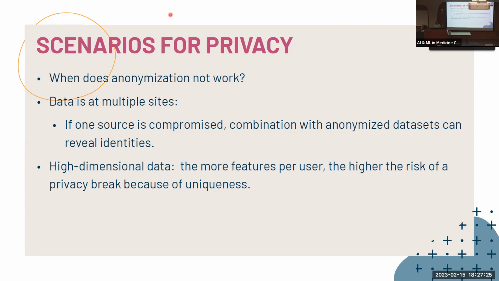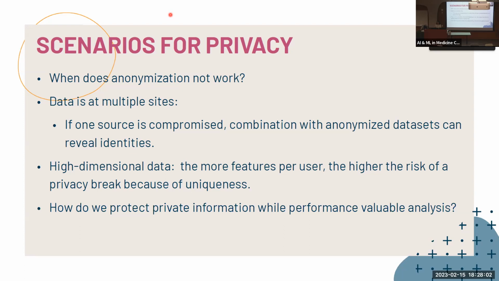Another case where anonymized data is susceptible to re-identification is when you have high dimensional data. And this intuitively makes sense because high dimensional data means that you have more features in that data set. The more features you have per user, the higher the risk, because it's more likely that a particular pattern is unique, right? If there are only 2 features about somebody, there are only so many combinations, but if you've got 10,000 features, it's much easier to uniquely identify you.